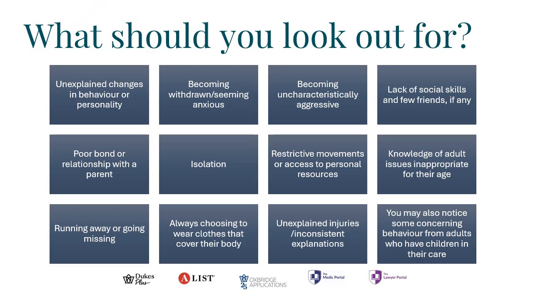There are lots of different signs to look out for when we look for signs of abuse. Here are some of the most common signs that the NSPCC recommend keeping an eye out for: unexplained changes in behavior or personality, becoming withdrawn or seeming anxious, becoming uncharacteristically aggressive, a lack of social skills and few friends, if any, a poor bond or relationship with a parent, isolation, restricted movements or access to personal resources, knowledge of adult issues inappropriate for their age, running away or going missing, always choosing to wear clothes that cover their body or a particular body part, unexplained injuries or inconsistent explanations, or you might also be noticing some concerning behavior from adults who have children in their care.